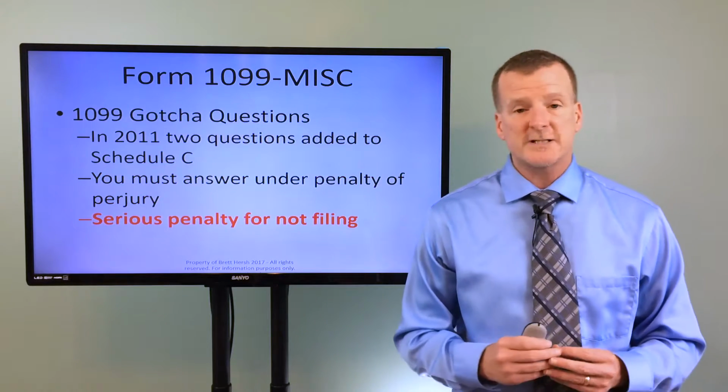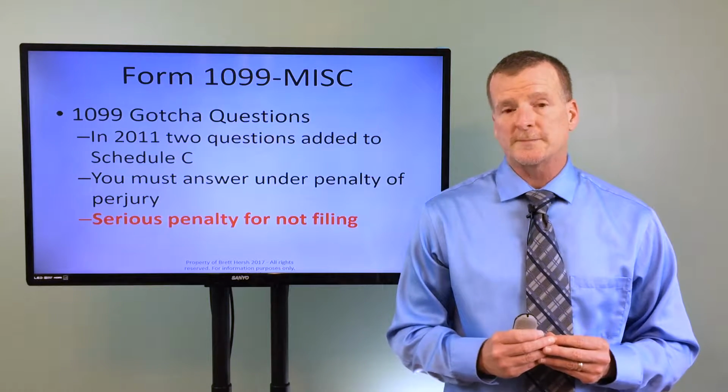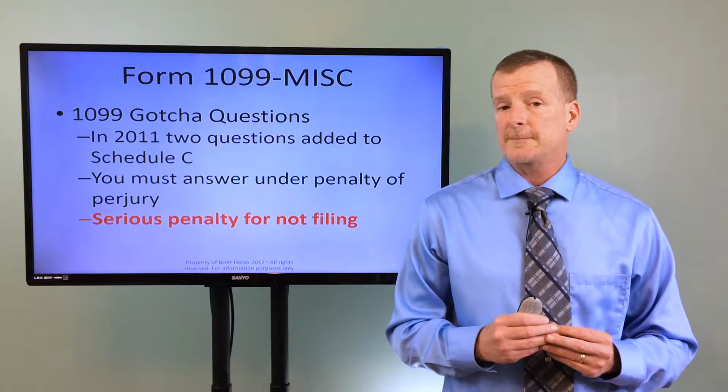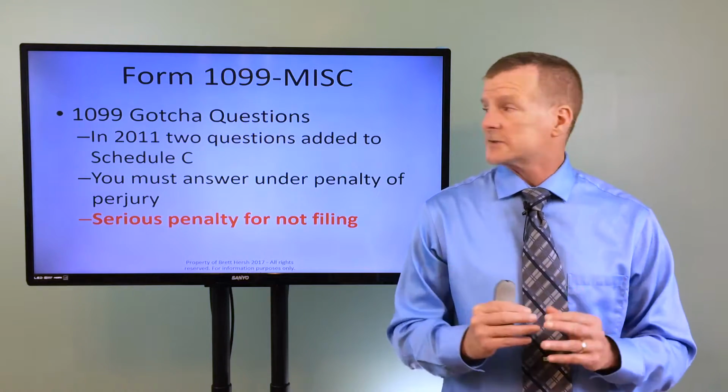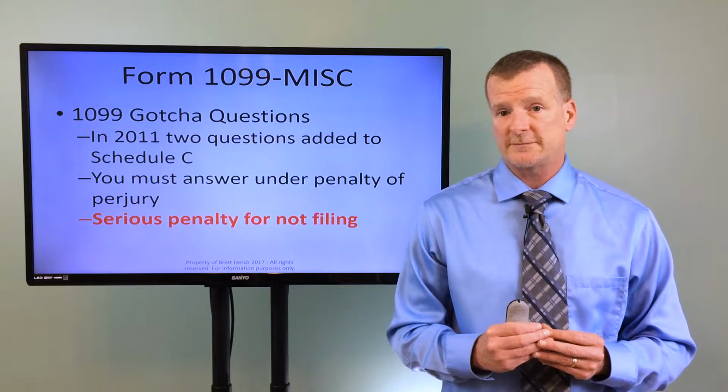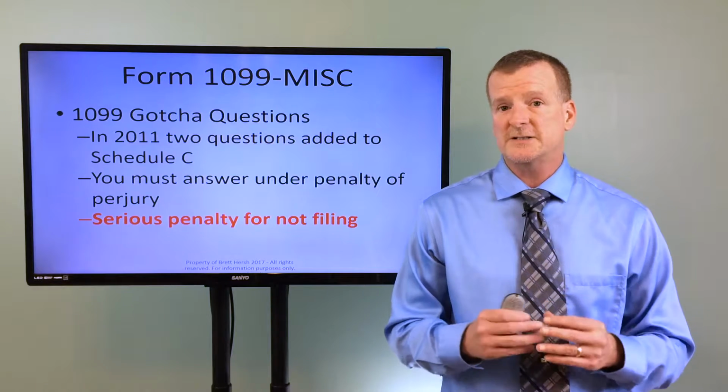And there's a very serious penalty for not filing those forms if the IRS actually discovers that you were required to do so. We're not going to go over those in detail, but just to let you know, it can be up to $1,000 for each 1099 that you were required to file. So this is getting very serious.